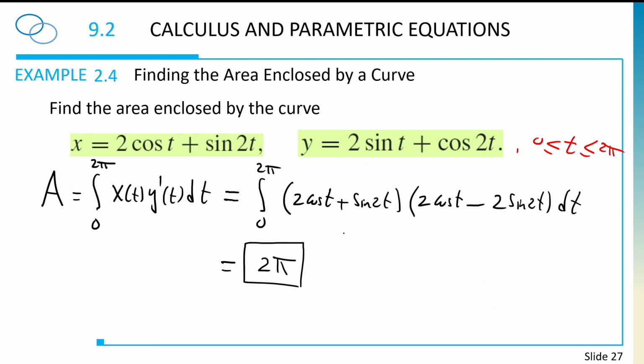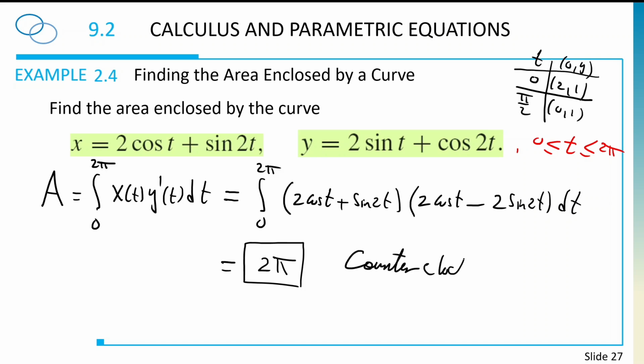If you just want to check the orientation, remember you can always take any 2 points, just for self-checking. So let's say I take 0 and pi over 2. At 0 it will be equal to (2, 1), and at pi over 2 it's (0, 1). So clearly this is counterclockwise.